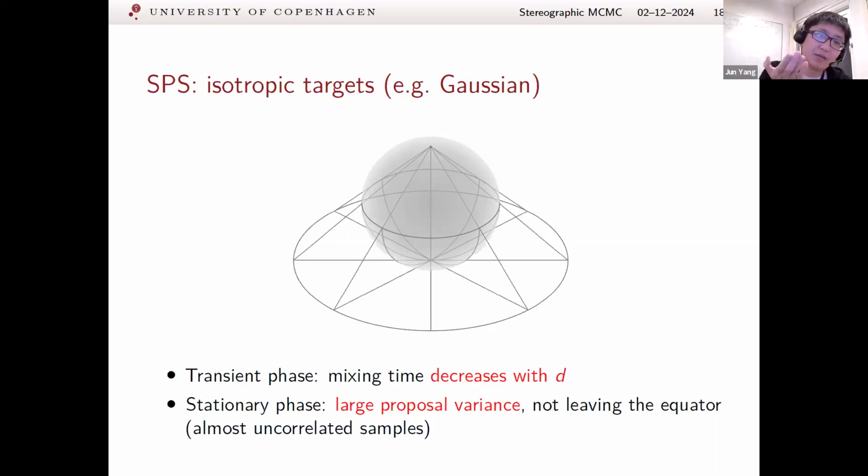And then I will show this SPS algorithm satisfies these two properties, which means in the transient phase, the mixing time is roughly the number of steps from the North Pole to the equator. And I will show it actually decreases with the dimension. And in the stationary phase, once this SPS has already arrived at the neighborhood of the equator, you can choose a very large proposal variance, and this SPS will stay around this equator with very high probability, which means it only explores the neighborhood of the equator with very high probability. That satisfies both properties for the best behavior for the Markov chain to sample this target.